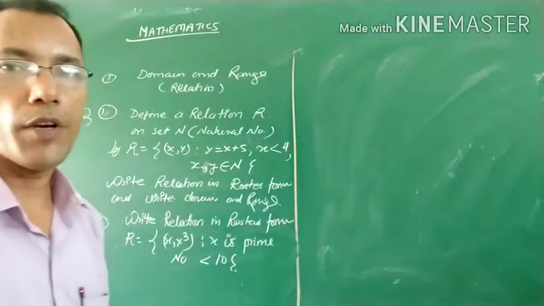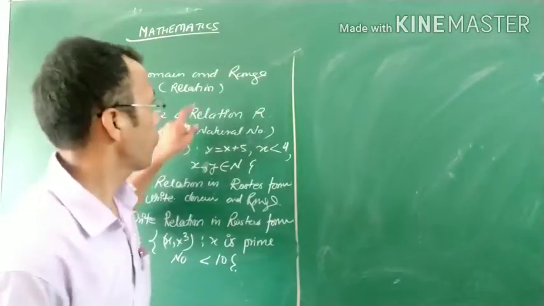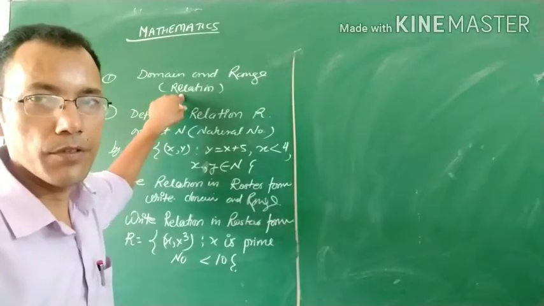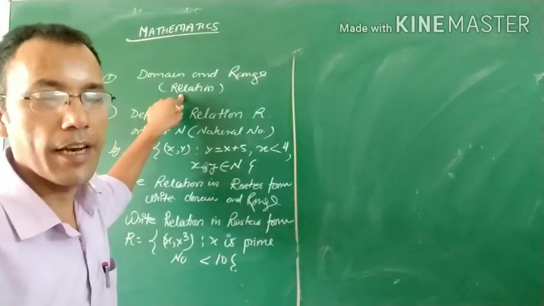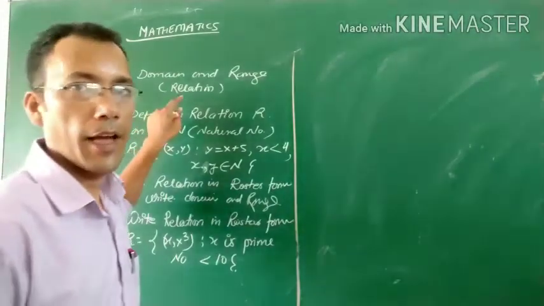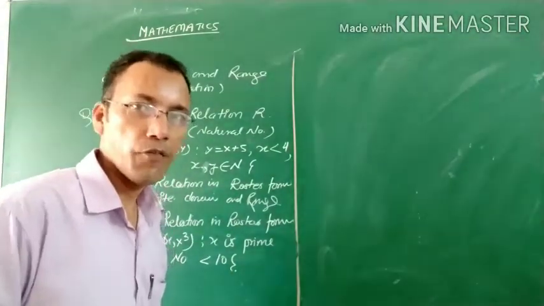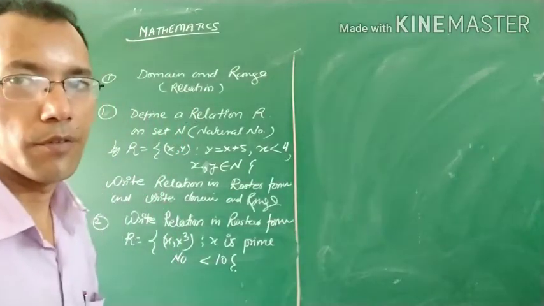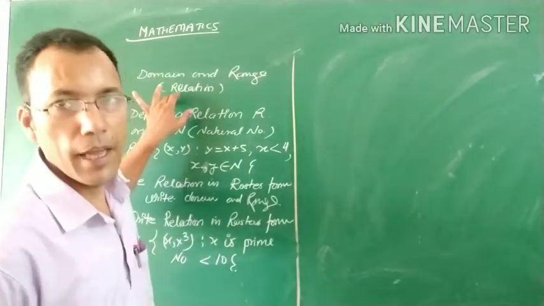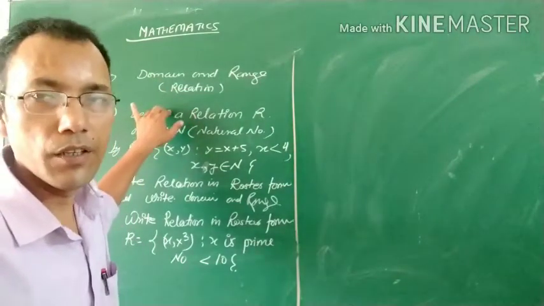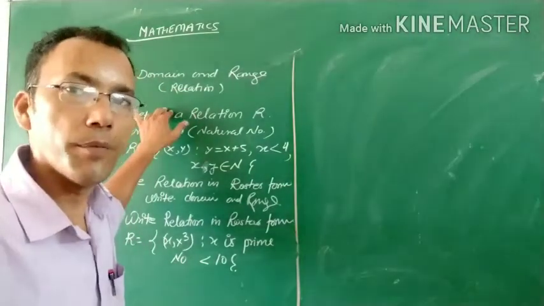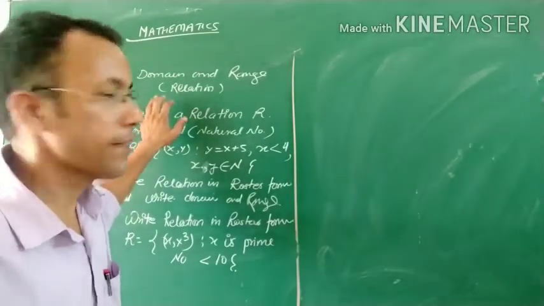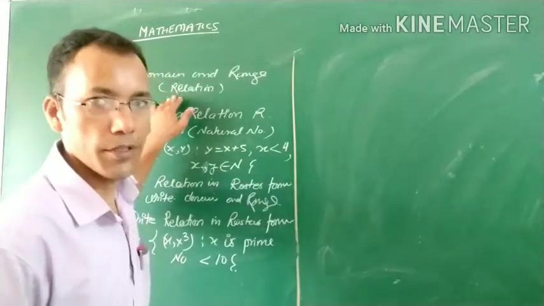Basically, what is the domain? A domain means whatever value we can put in a relation, the independent variable, that is the domain, and it has to be well defined. Well defined means the number must be defined, not undefined cases. And range is whatever value we get after putting the value of the independent variable, that is the value of the dependent variable. That is the range in the relation.